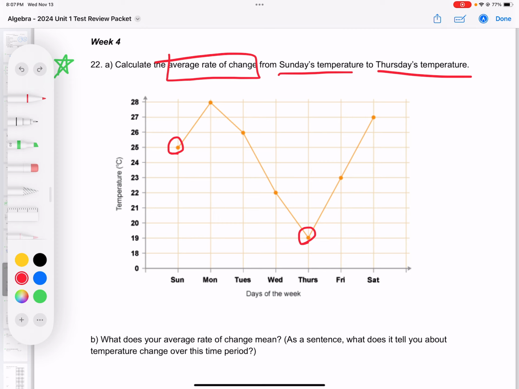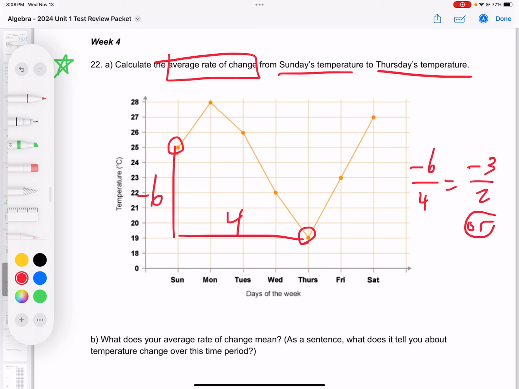And it's running from Sunday over to Thursday. So that, I'm assuming a day is 1. Maybe that was the confusion. 2, 3, 4. So dropping 25 down to 19, it's dropping 6 degrees, and it's going over 4 days. So it'd be negative 6 over 4, aka negative 3 over 2, or negative 1.5. Any of that would be good.